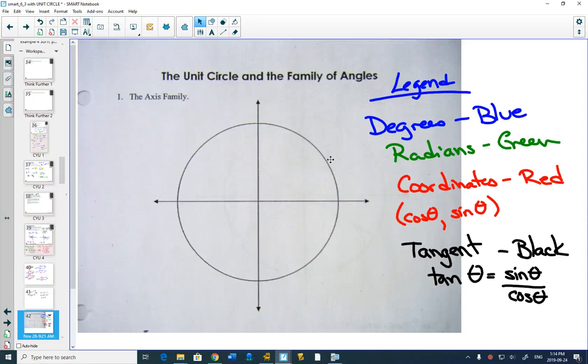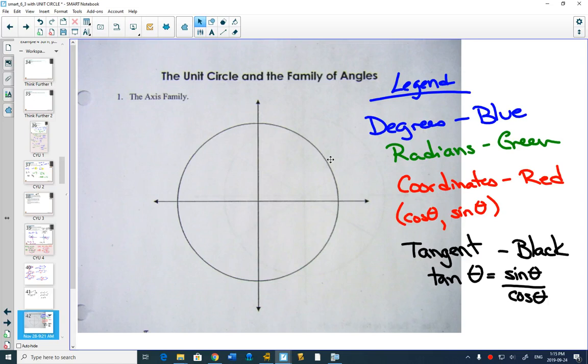So here's the unit circle. The unit circle has the center at 0, 0 and a radius of 1. And in particular, over the next little bit, we're going to use two of our big ideas from the unit circle. One of the big ideas is that anytime you have coordinates on the unit circle, the x coordinate is cos theta, the y coordinate is sine theta. And secondly, tangent of theta is sine theta divided by cos theta.